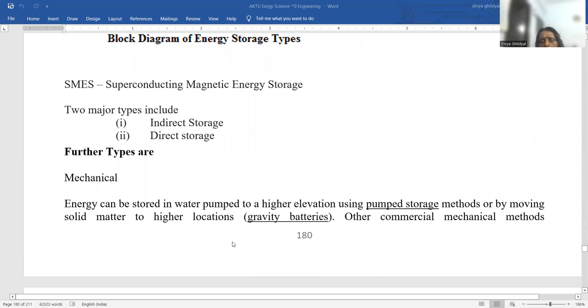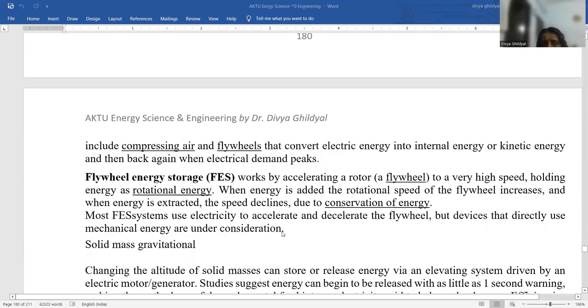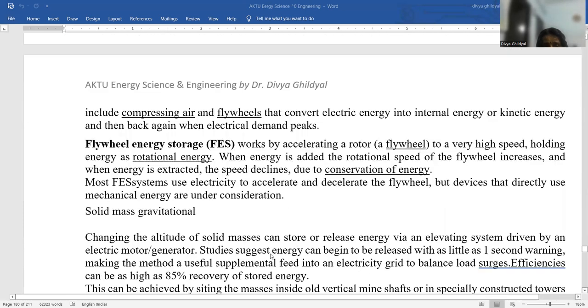Mechanical energy can be stored in water pumps, like what happens when you switch on a pump at home. It will store energy for the whole day. You utilize it, and when it gets utilized, again you store it. It is a cyclic process. Batteries, cells, etc. Flywheel energy storage works by accelerating a rotor or a flywheel to a very high speed. I have discussed in Unit 4 how it happens, the rotational energy, and how it is stored.